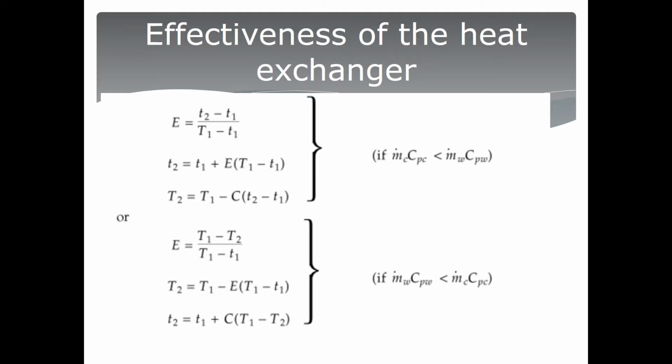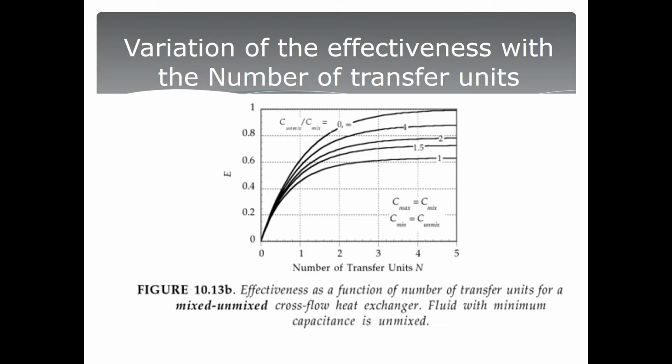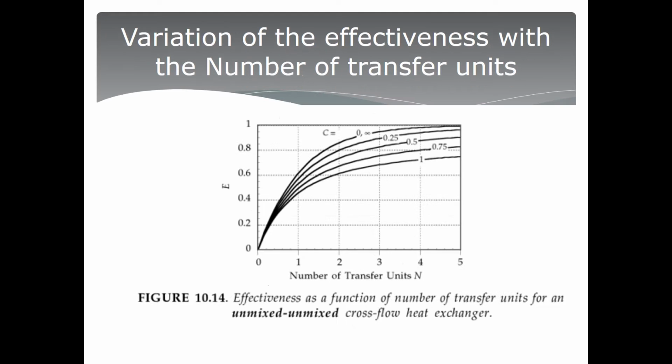So the effectiveness of the heat exchanger is a function of the capacitance of the cold side and the hot side. Based on the ratio of the capacitance of the cold side to the hot side, we use the following equations. If the ratio is less than 1, we use the first set of equations. Otherwise, we use the second set of equations. And based on that, this is the variation of the effectiveness with the number of transfer units. For the first configuration on the screen, it's for mixed and unmixed, but we're using the fluid with minimum capacitance as mixed. The second one is the same thing as the previous one. In this case, we're using the fluid with minimum capacitance as unmixed. Now the last one, we're using mixed and unmixed.